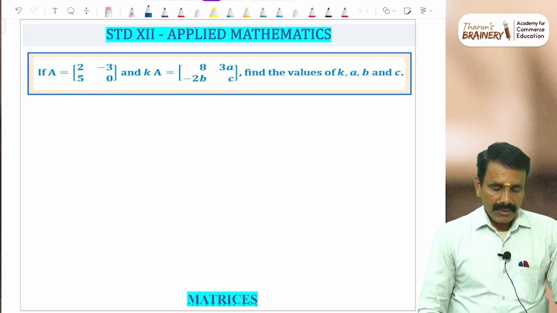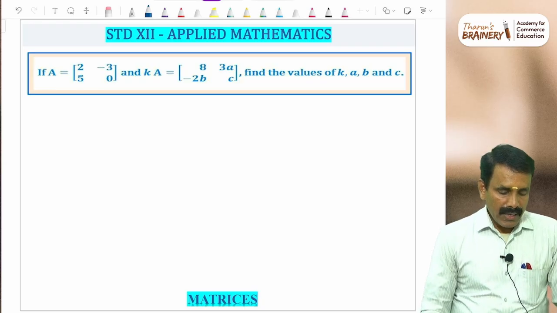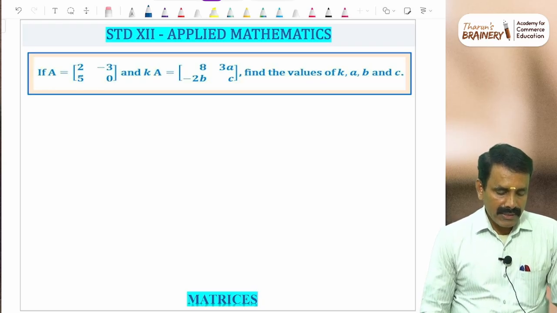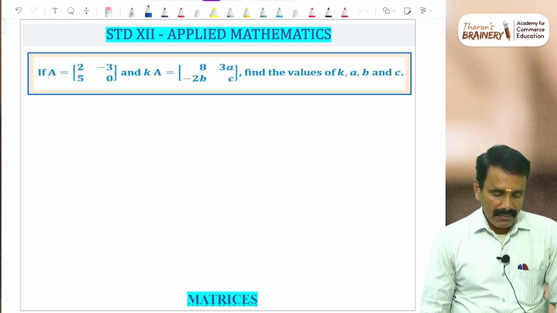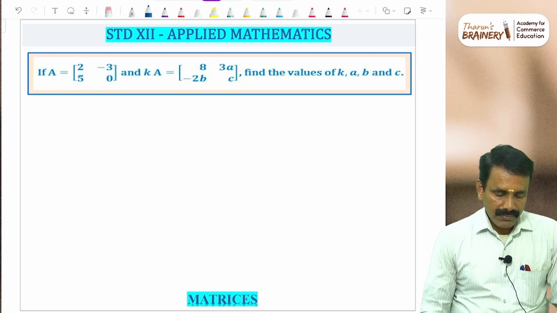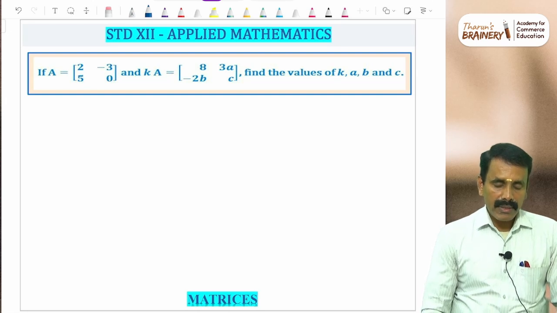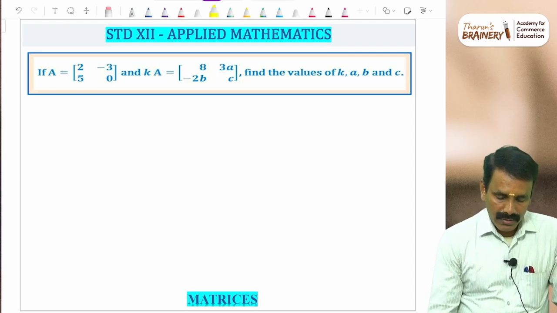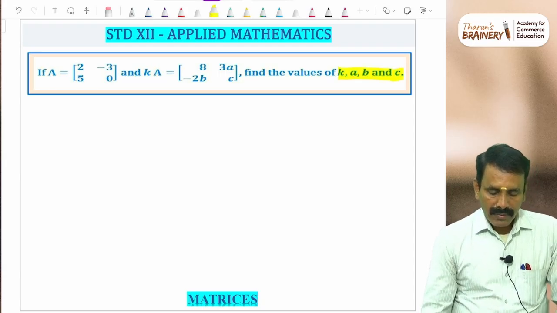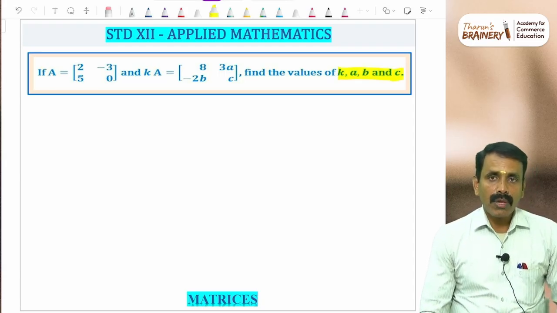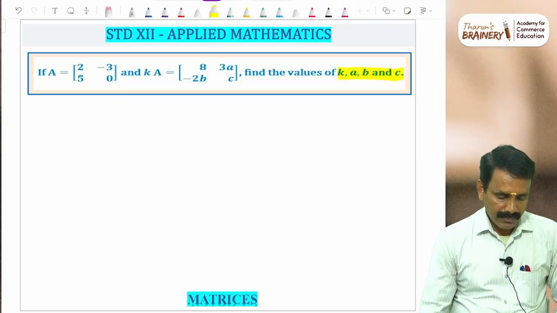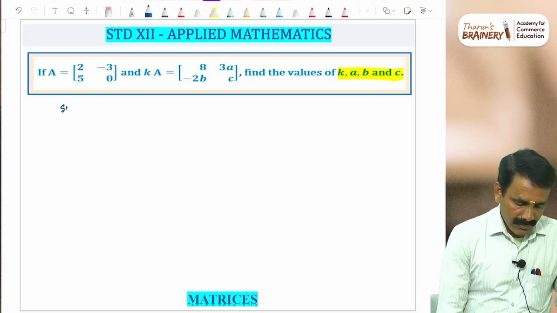Now see this question. A is equal to the matrix [2, -3; 5, 0], and kA will be equal to [8, 3a; -2b, c]. We are supposed to find the values of k, a, b, and c. How to start the problem?